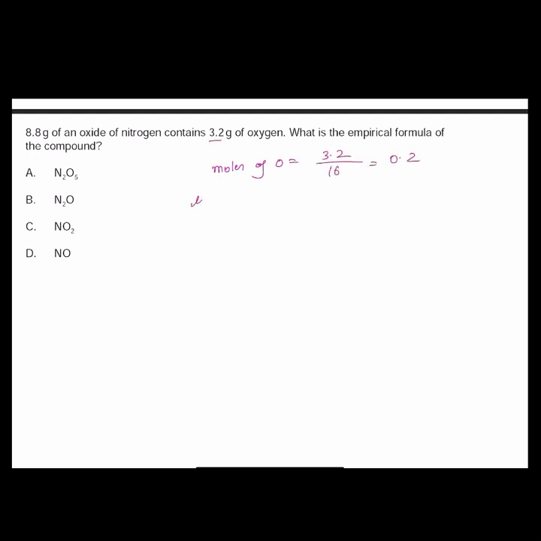Then we have to find the mass of nitrogen. Now as it's an oxide of nitrogen, the compound will only contain nitrogen and oxygen. So to find the mass of nitrogen, we can deduct the mass of oxygen from the total mass of the compound. That is basically 5.6 grams. So moles of nitrogen would be 5.6 over the molar mass of nitrogen, which is 14. If I simplify this, I'll get 0.4.